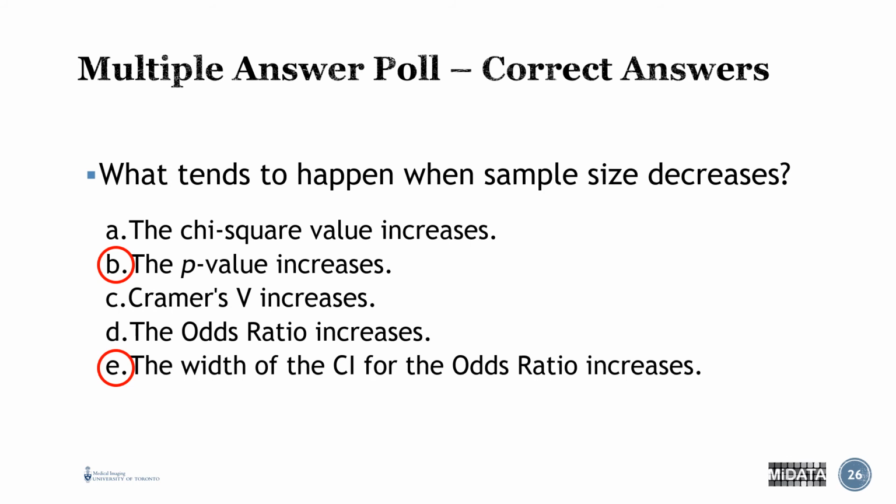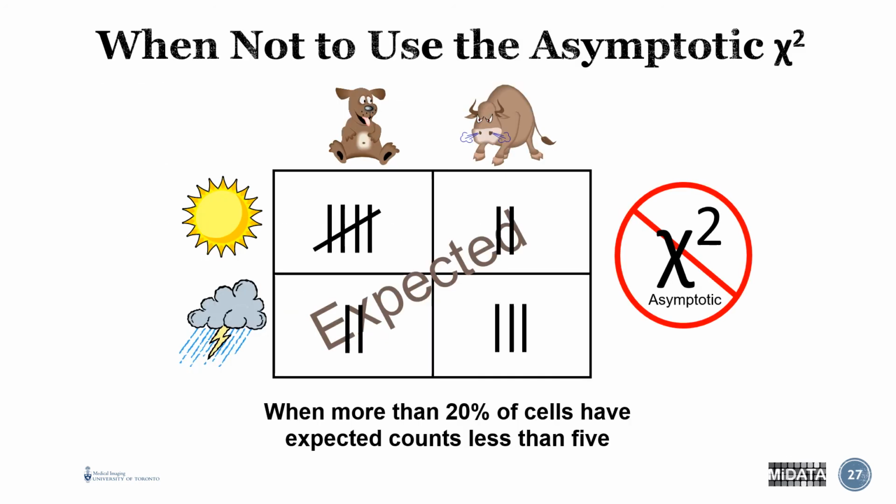However, a decreasing sample size will affect the standard error. And as the sample size decreases, the standard error will increase, and this in turn will affect the width of the confidence limit and the p-value. And there's your answer.